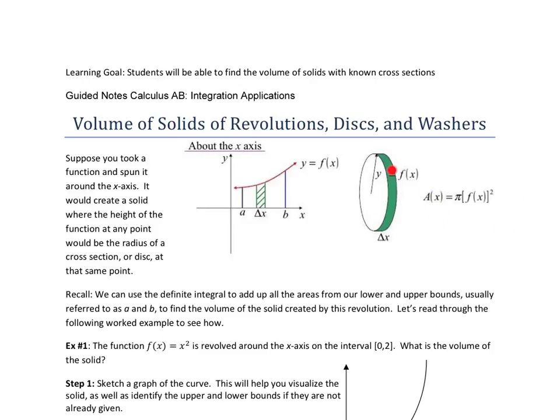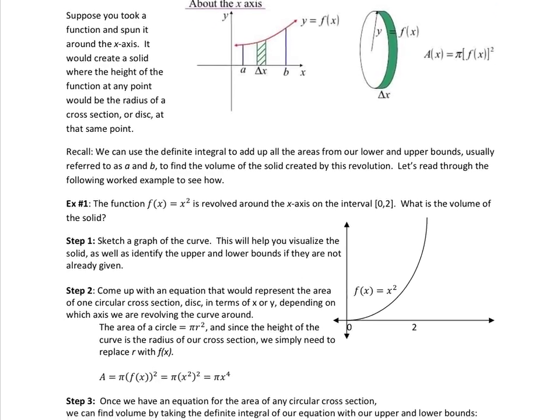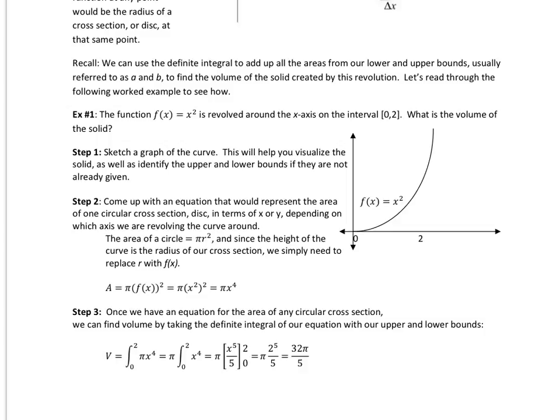So that's the main idea here, right? We take the area of this one circle, and then we're going to add up all of those circles from A to B. We're going to add up infinite circles, and the integral lets us do that. So let me show you an example of this. Here we have the function x squared, and we're going to revolve it around the x-axis on the interval 0 to 2. So from 0 to 2, we're just going to spin this thing around.